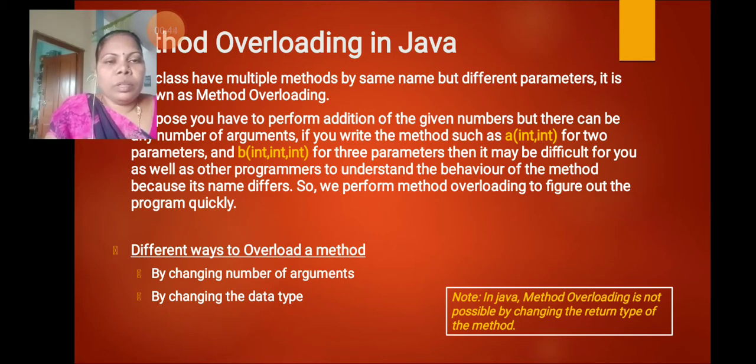In method overloading, for example, I am taking a method A. We are passing different parameters: int a, int b, or int a, double b, char c. We overload a method in different ways: by changing the number of arguments, or by changing the data types.